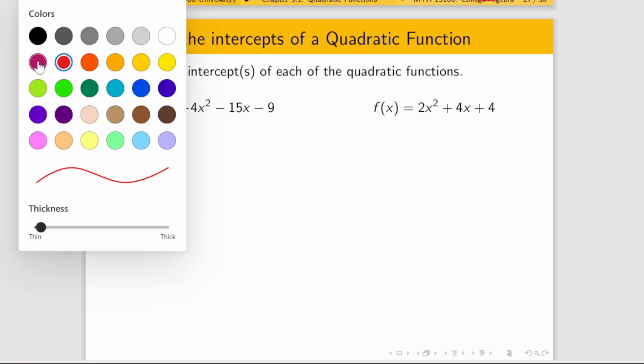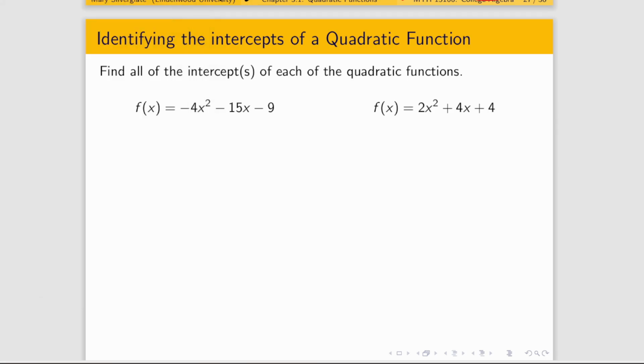Alright, go ahead and challenge yourself and pause this video and try to find all the intercepts of both of these functions.